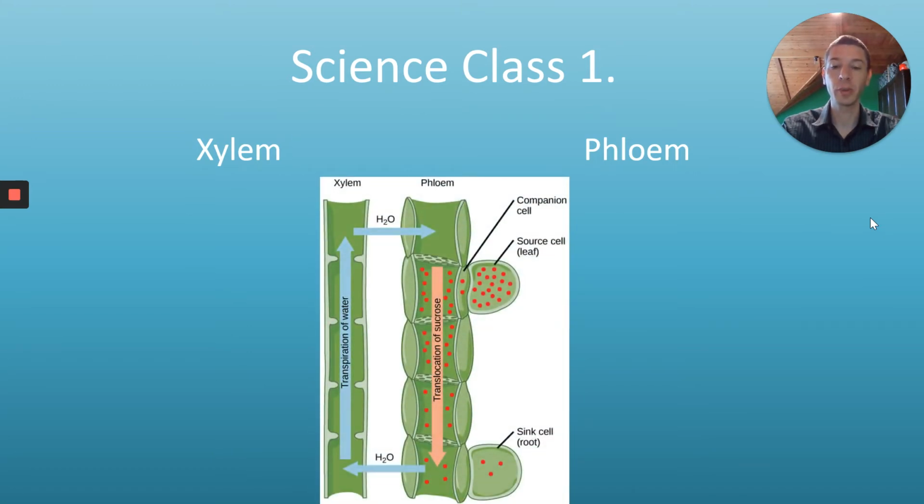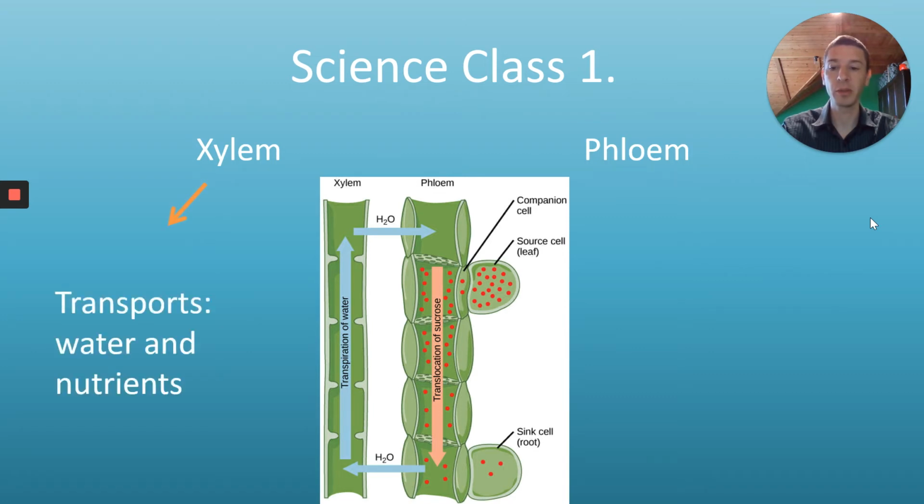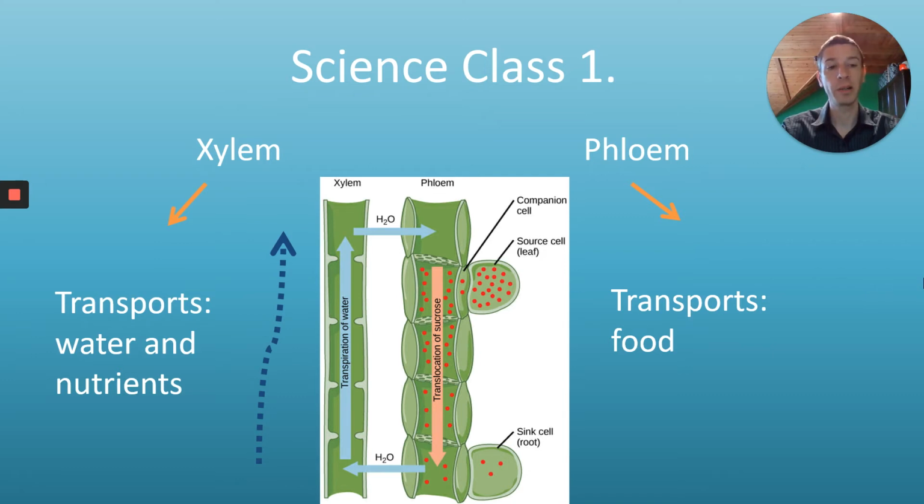This is a diagram of a plant. The xylem is responsible for transporting water and nutrients. The phloem is responsible for transporting food. Xylem transports water and nutrients from the root to the plant's leaves, while the phloem transports the ready-made food to every part of the plant.